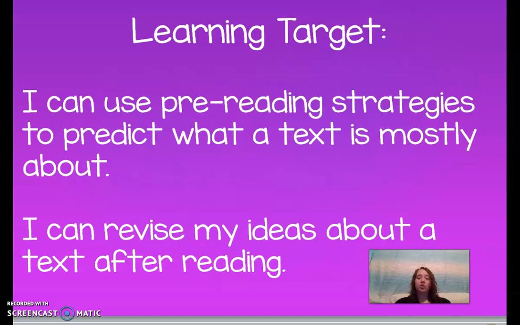We actually have two learning targets today because we are going to do something before we read the book. That's what our first learning target is for. And then after you read the text, you're going to have another goal. So our first learning target is I can use pre-reading strategies to predict what a text is mostly about. And our second learning target is I can revise my ideas about a text after reading.